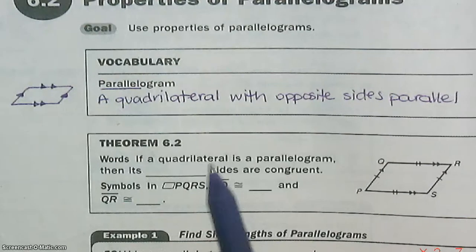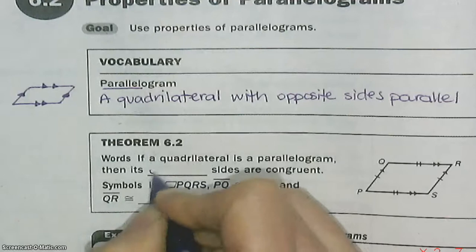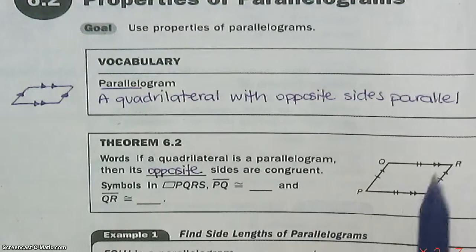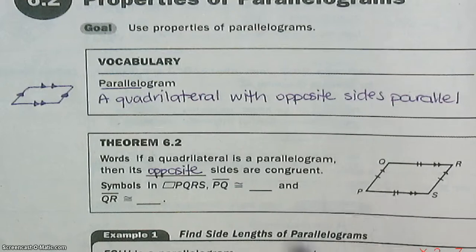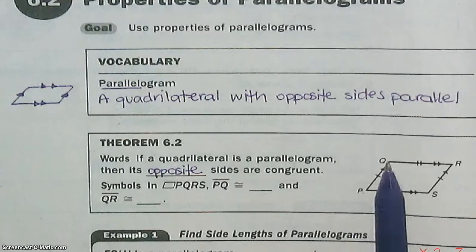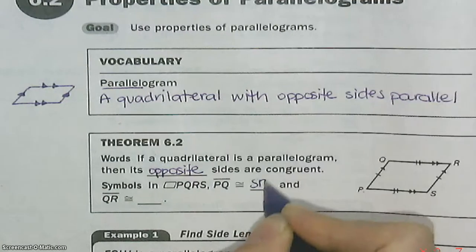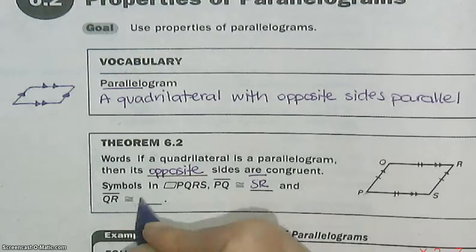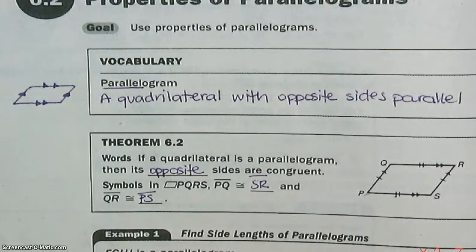So one thing, if you see a quadrilateral that's a parallelogram, then its opposite sides are congruent. So they're not only parallel, but they also have the same length. So PQ is congruent to SR, and QR is equal to PS. Opposite sides are equal. Opposite sides are congruent.